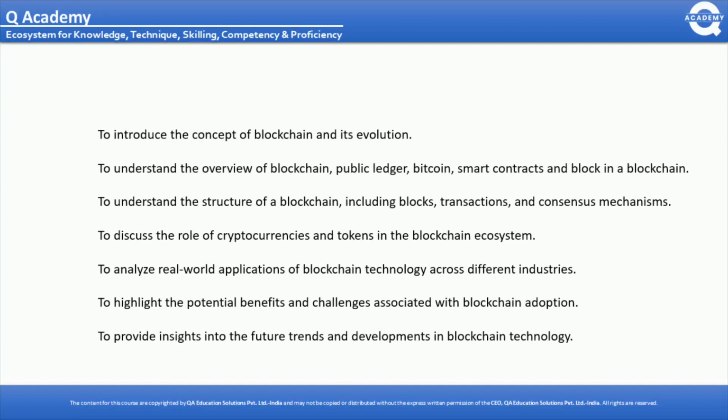Our objectives for this course are: to introduce the concept of blockchain and its evolution, to understand the overview of blockchain, public ledger, Bitcoin, smart contracts and block in a blockchain, to understand the structure of a blockchain, including blocks, transactions, and consensus mechanisms, to discuss the role of cryptocurrencies and tokens in the blockchain ecosystem, to analyze real-world applications of blockchain technology across different industries, to highlight the potential benefits and challenges associated with blockchain adoption, to provide insights into the future trends and developments in blockchain technology.